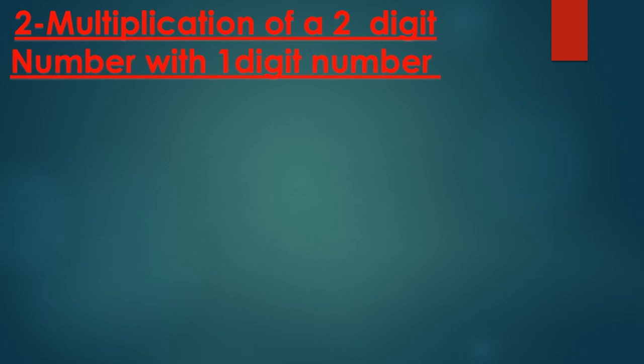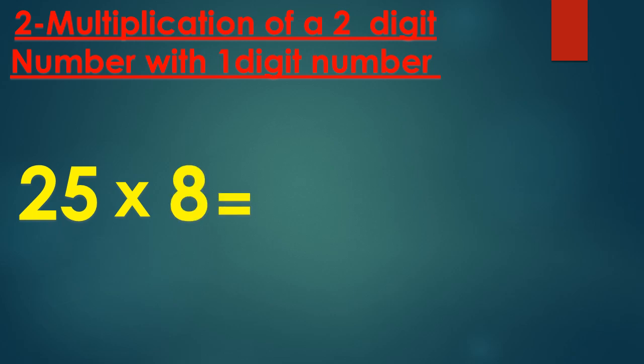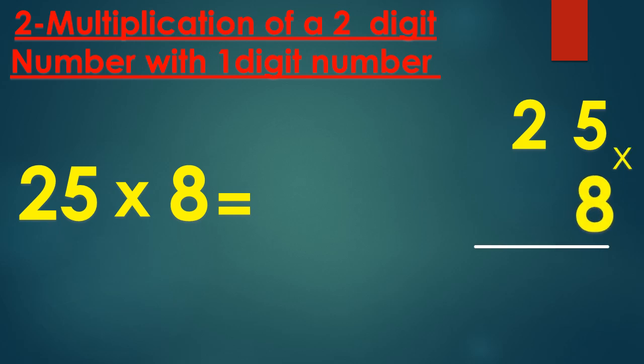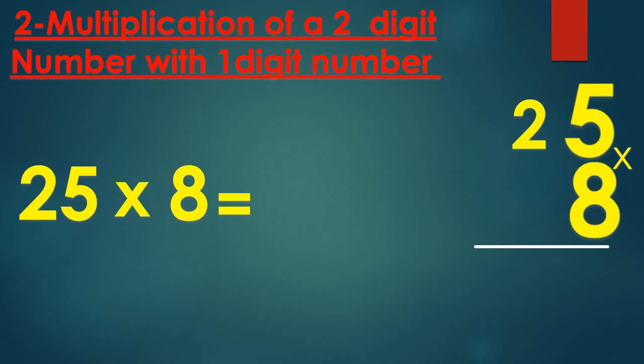Another example of multiplication of a two-digit number with a one-digit number is 25 times 8. First, we write them one below the other, and start from the right. 8 times 5 from the timetable of 8 is 40. We write the 0 down and carry the 4 up.